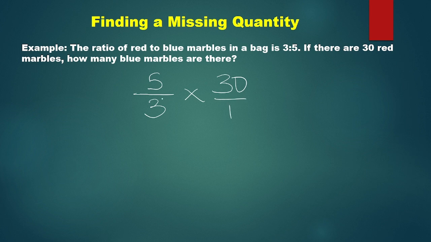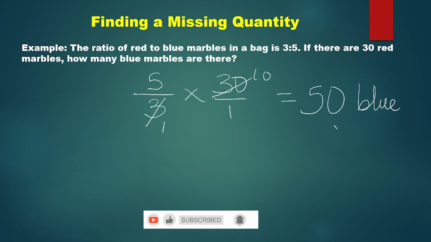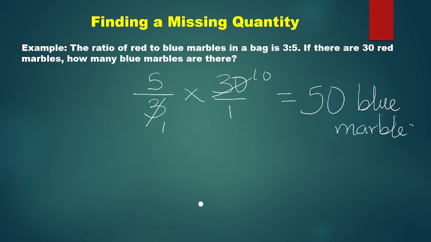In this case, 3 here is 1, 3 here is 10. So I'm left with 5 times 10, which is simply 50. So it means that we have 50 blue marbles. So the number of blue marbles in the bag will be 50. So what did I do? I simply wrote down the ratio of blue marbles over the ratio of red marbles. Now, why did I put the ratio of blue marbles first? That's because that's the number we are looking for, the number of blue marbles. Then I multiplied by the number of red marbles. You can do this for any question and you're sure to get your correct answer.